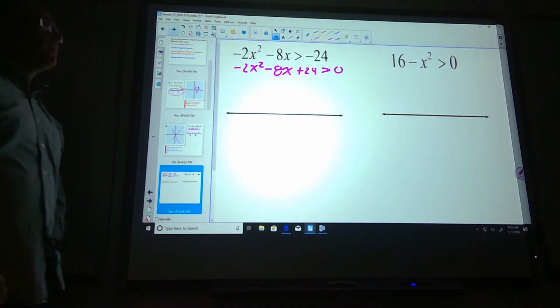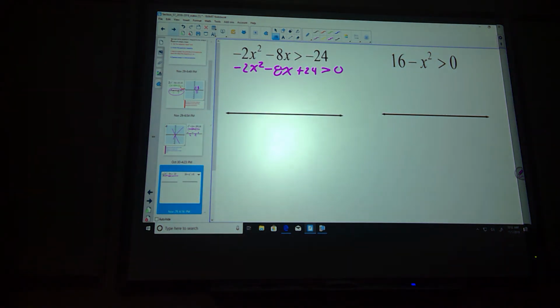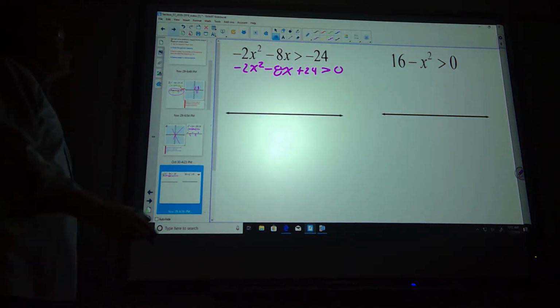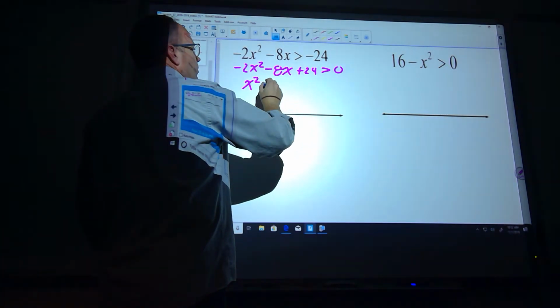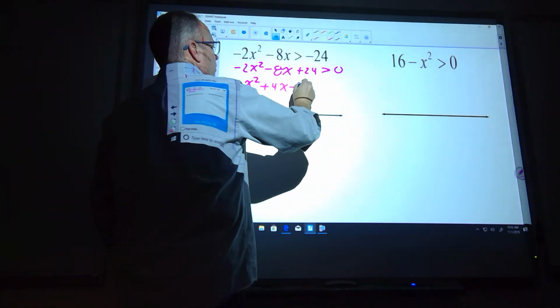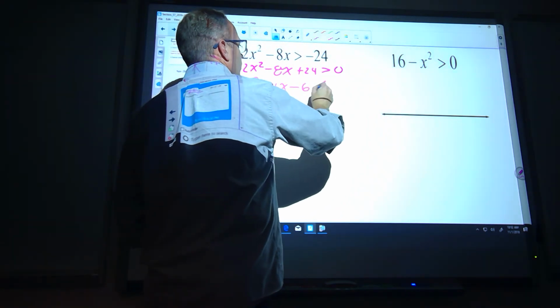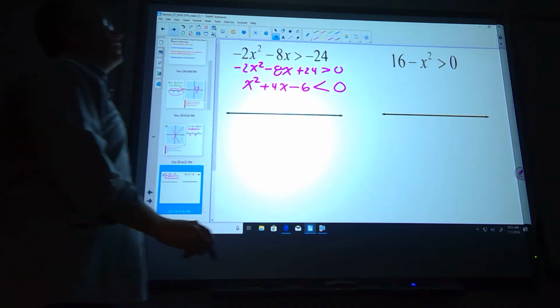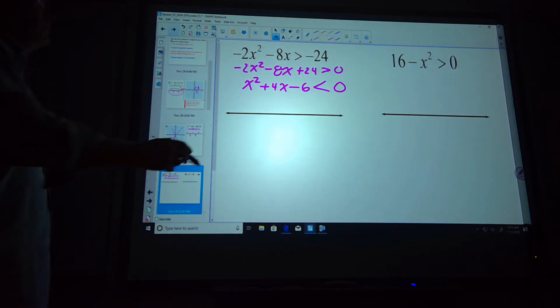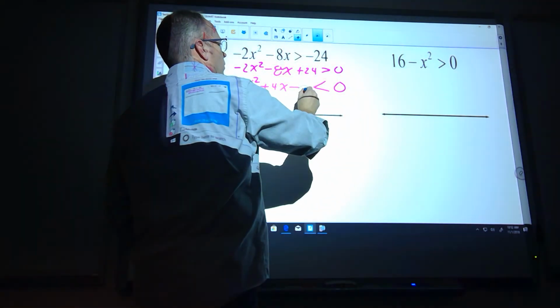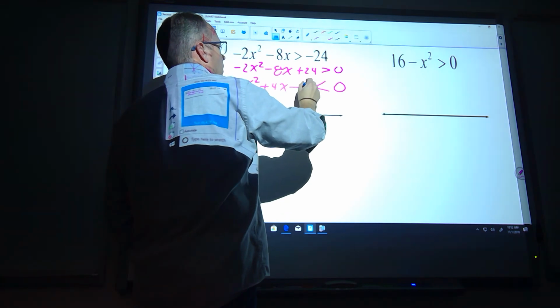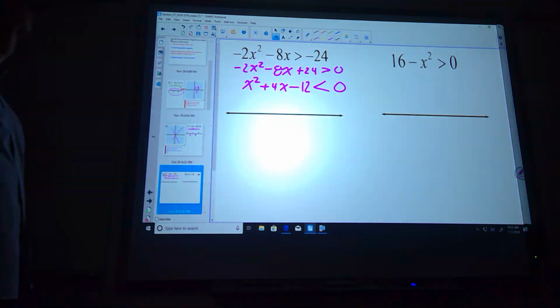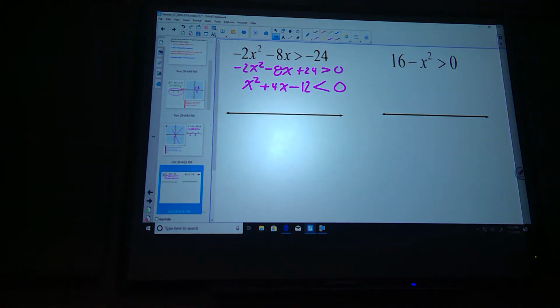What did I do? Just move the 24 over, right? Do you remember your rules of these? Why did the sign flip? Wait. That's a 12 right here, I'm sorry. I divided everything by 2, but I divided everything by -2. So now my sign flipped.